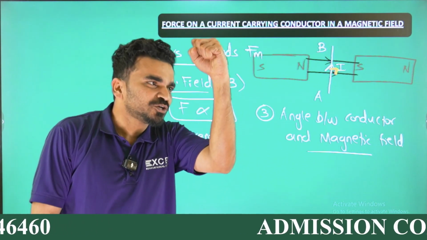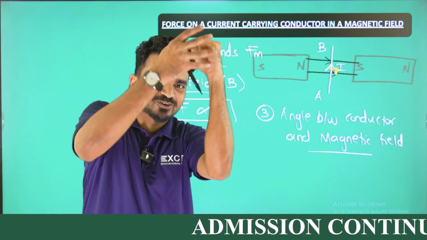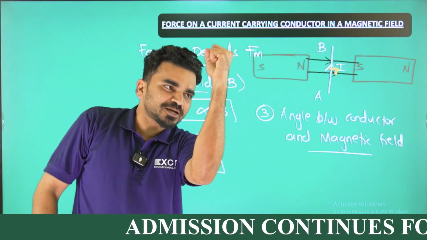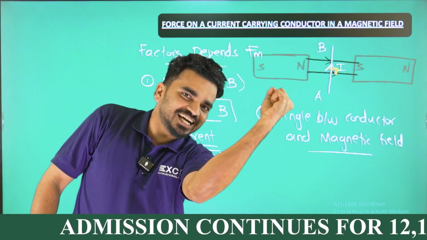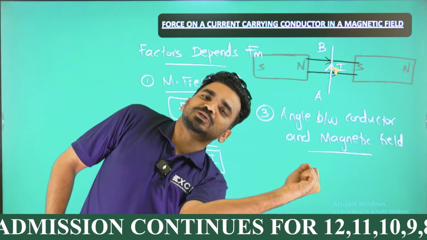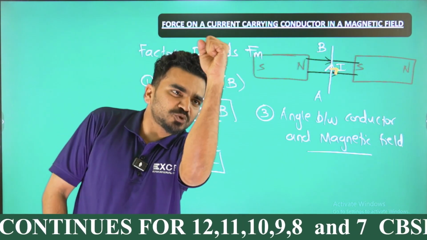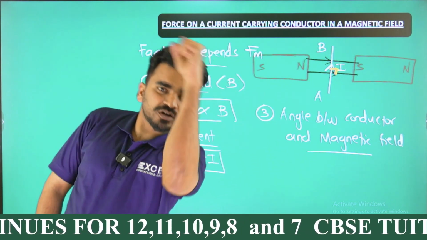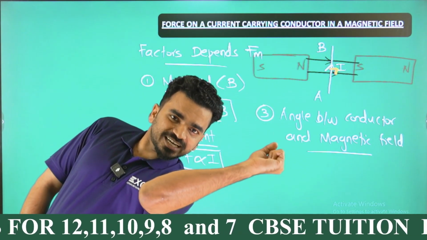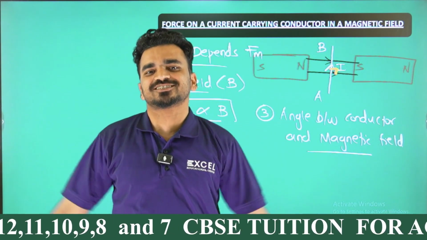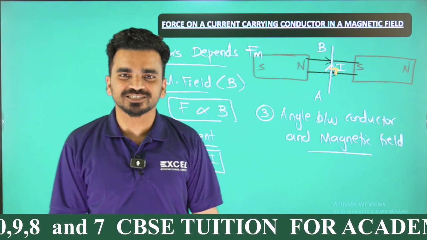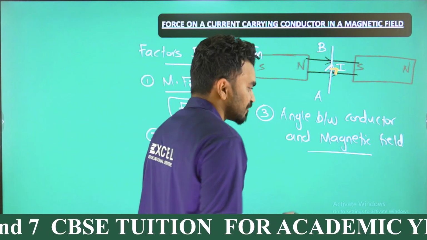And suppose you keep on changing. Imagine it's a conductor in the magnetic field. If I keep on changing the angle, then force will reduce. And eventually, when the angle becomes 0, that means it is parallel to the magnetic field, then there is no force. So that's actually the experimental observation.